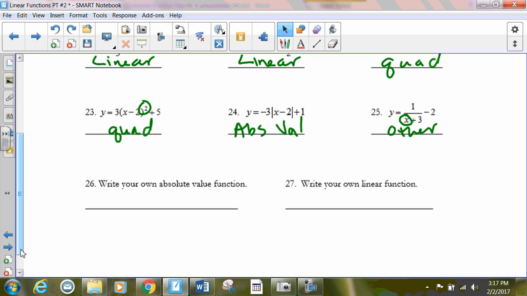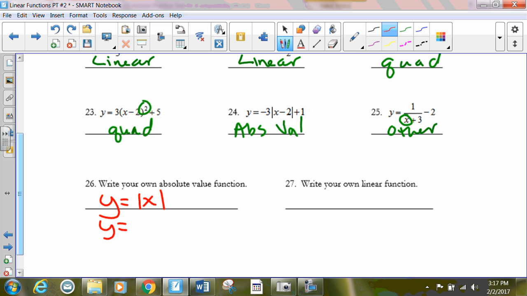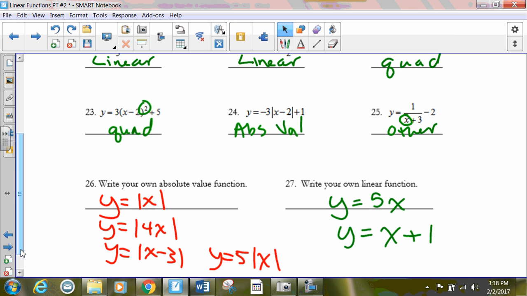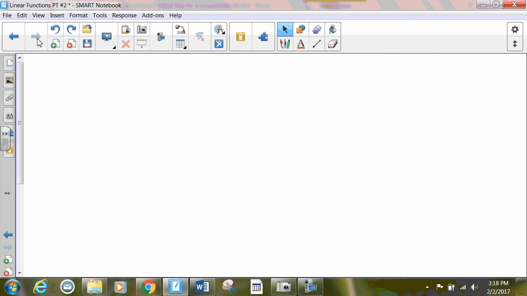It's not linear. Okay, write your own absolute value function. Don't get fancy. You can just put y equals absolute value of x. Or if you want to get a little fancier, you can put some company in there. You can go like this. You could even go like this. Whoops, let's make it so that it's legible. So you only have to put 1 in there. For linear, once again, you don't have to get real fancy. Something like that would do, or something like that would do. Okay? All right, I believe that's it. This is the one you guys are going to get 100% on first try. I'll see you in class.